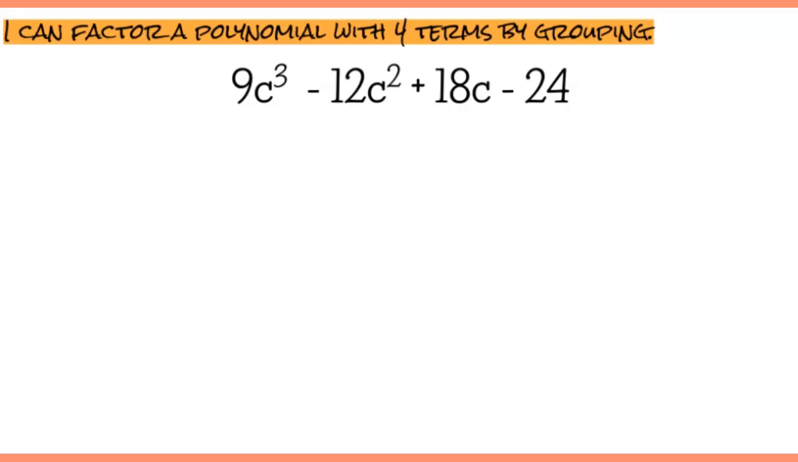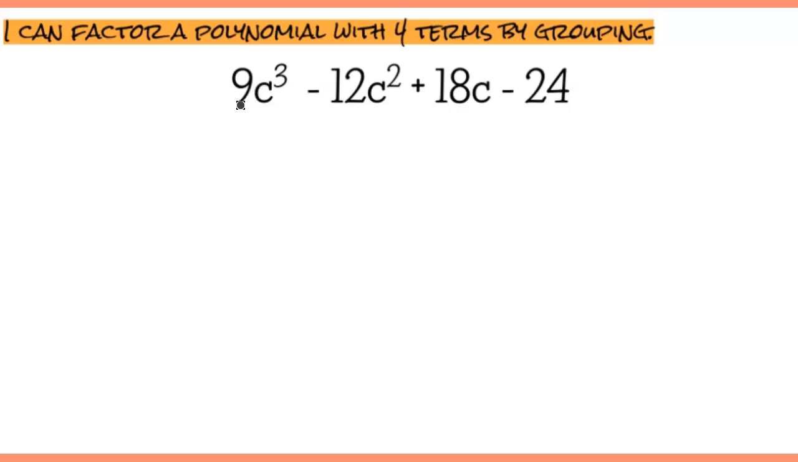Okay, so we have another factor by grouping problem. We've got 9c cubed minus 12c squared plus 18c minus 24. So, with every factoring problem, the first thing we want to do is see if there is a greatest common factor between all of the terms.